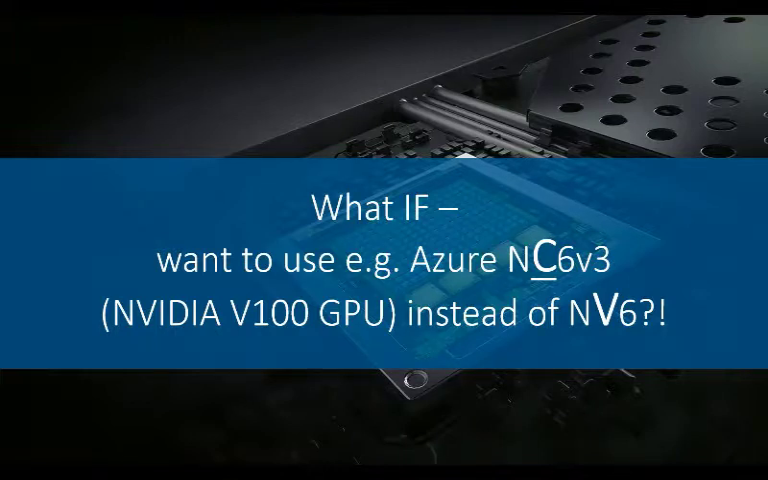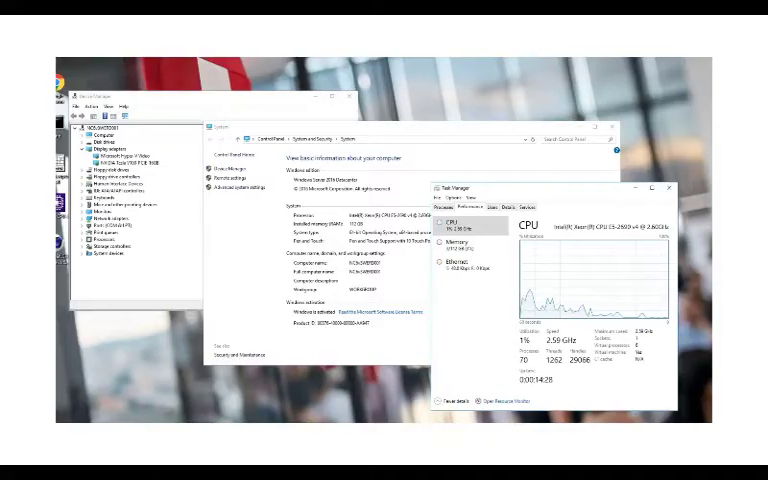So my challenge is that there is no NV6 with a Pascal or a Turing or a Volta type GPU, but there are NC6 machines. This NC6 v3 has a V100 NVIDIA GPU in it. So what I did, I spun up that machine in Azure. That machine is of course much more expensive. It has a V100 GPU, as you can see in the device manager. RAM is 112 gigs, all good, but he was really focused on the GPU.